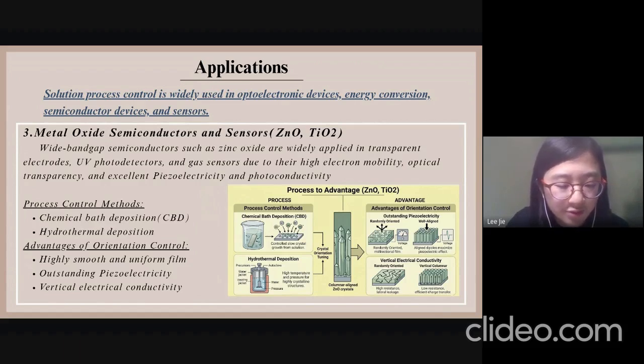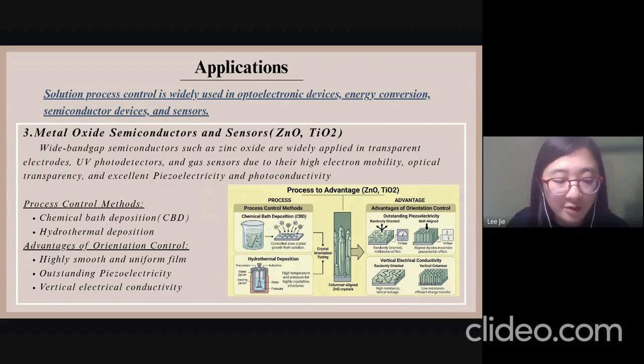Chemical-based deposition and hydrothermal deposition. Prior to the reaction, a dense zinc oxide seed layer is typically pre-deposited via spin coating to induce the subsequent growth of vertical, highly oriented nanorods or thin film in the solution.